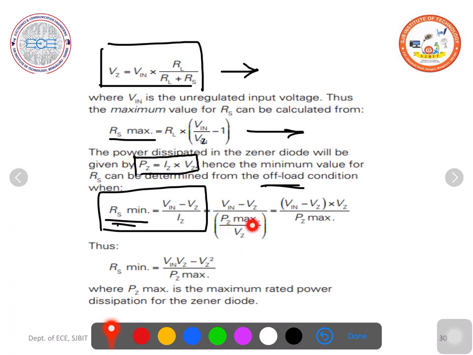Here we have written Pz max. Why max? Here we are trying to find the minimum value of the resistance. When resistance is minimum, current will be maximum. If the current is maximum, the power dissipation will also go to the maximum value. So for that we have written Pz max. Rearrange the terms and you will arrive at this equation. Finally, Rs minimum can be written as (Vin into Vz minus Vz square) by Pz max, where Pz max is the maximum rated power dissipation for the Zener diode. All diodes will have their maximum rating. The manufacturer provides the data sheet, and in that data sheet, he will give the rated values.